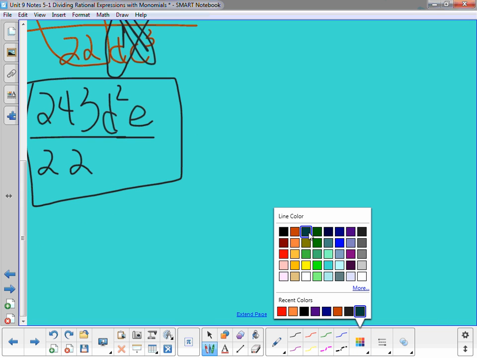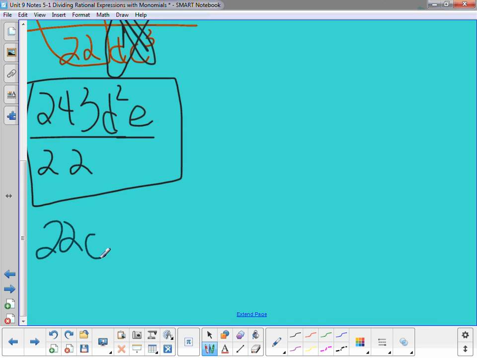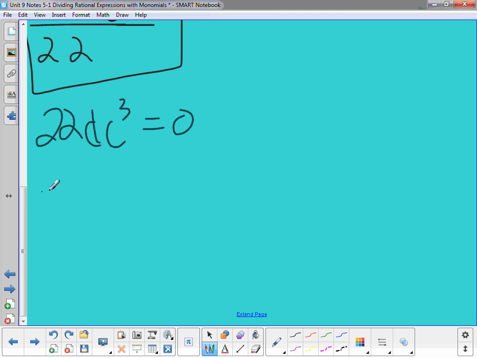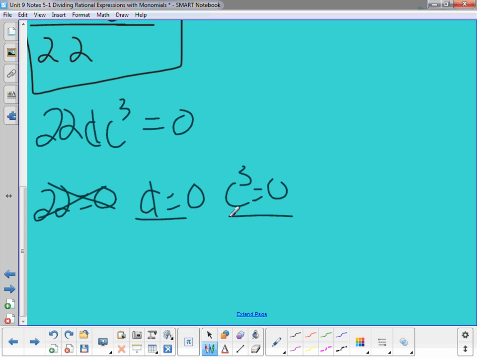Before we finish, let's get those excluded values. So 22d c cubed is equal to 0. So then we want to set each of these equal to 0. Well, 22 is never going to equal 0. So we know that d can't equal 0, and the only way c cubed is going to be equal to 0 is if c is equal to 0. So our excluded values are that d cannot be 0 and c cannot be 0.